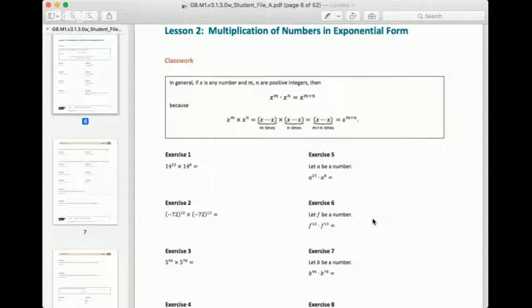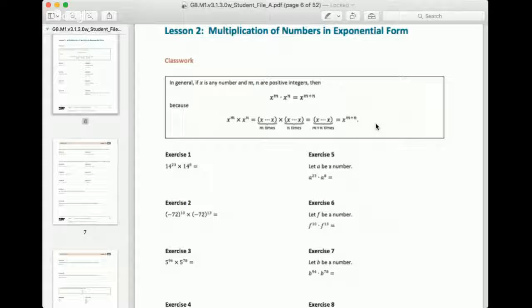So the first thing I want to point out is that, notice here, this is where we start in the equivalent of the textbook, the handout, and we have this rule, x to the m times x to the n equals x to the m plus n. And it says, in general, if x is any number, m and n are positive integers, then, and so on. And it kind of gives you this explanation why.